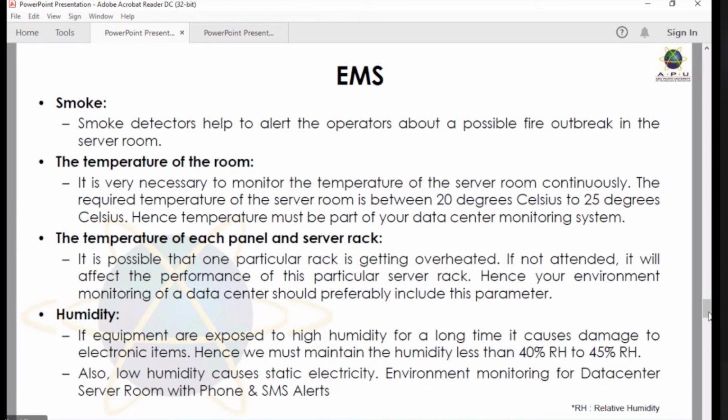Environment monitoring for data center server rooms with phone and SMS alerts. So if humidity is too high, electronic items get damaged. If humidity is low, there is accumulation of static electricity. So humidity should be maintained as required. And if humidity or temperature goes above or below the limits, for environmental monitoring there should be an alert message, SMS message, or some alert system to serve a specific person or room. Okay, there should be an alert system.